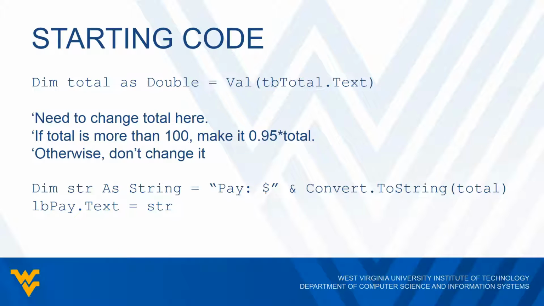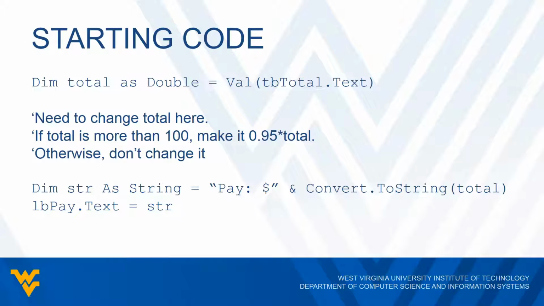Here's some code to get us started. It's not complete though. The first line gives us a variable. We declare a variable called total, and it's going to be a double. And we see here that it's going to take the text of TB total. So let's say we have a text box that's called total. We enter in the value that the total purchase is. We convert it to a double. That's what's going on in this first line.